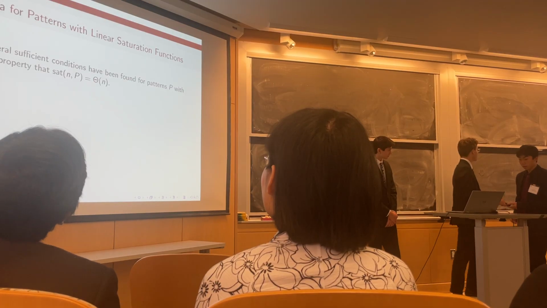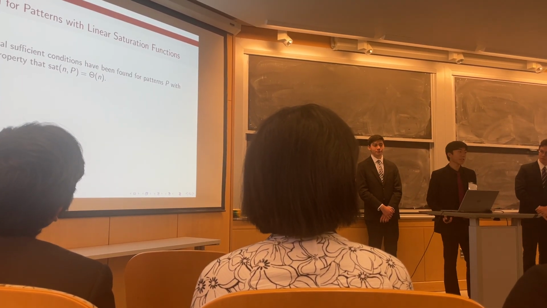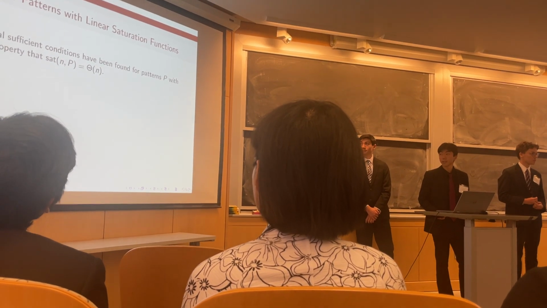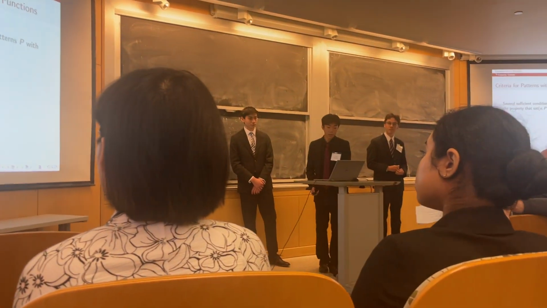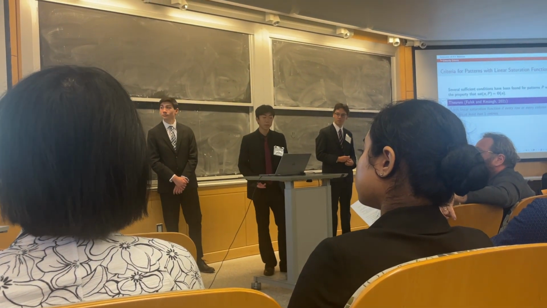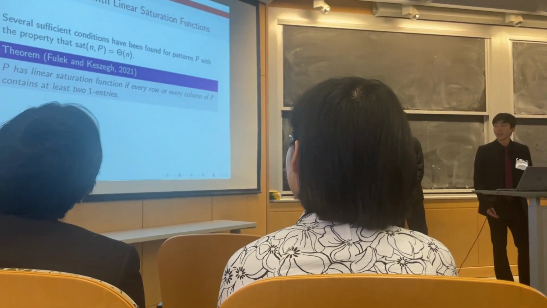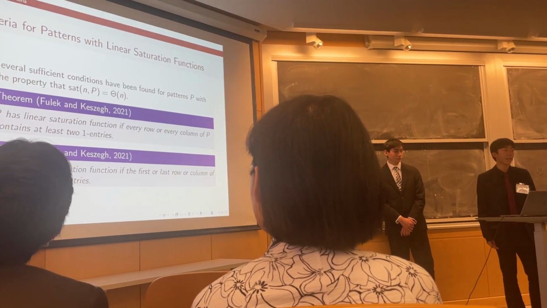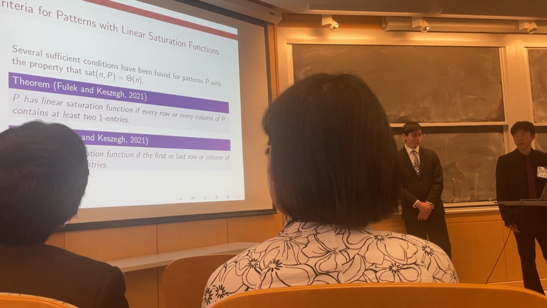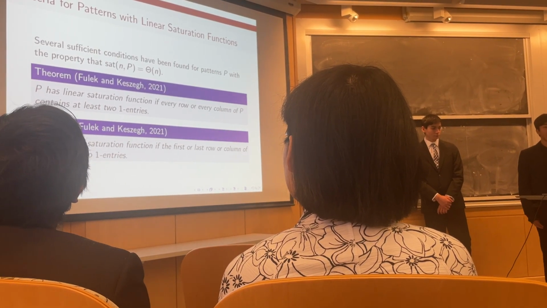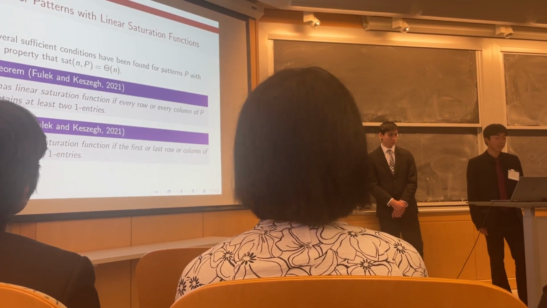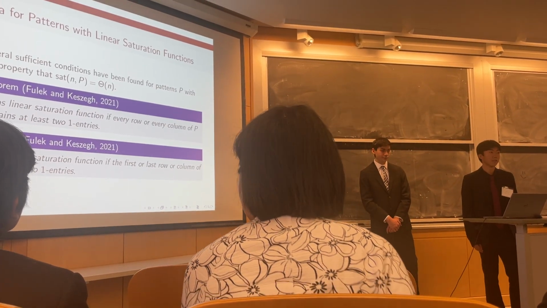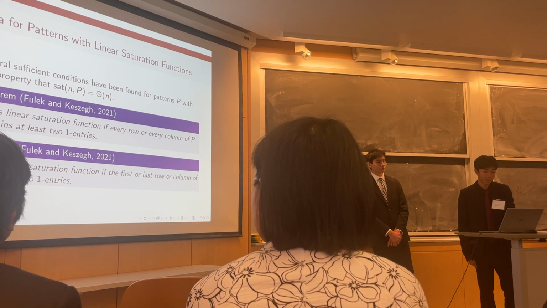So, to answer this question, there are a few simple conditions for a pattern P to have a linear saturation function. For example, if P has at least two one entries in every row or every column, then it has a linear saturation function. Or if it has no one entries in the first or last row or column, then it also has a linear saturation function. This is because the semi-saturation function will be linear as well. And since, as Jacob discussed earlier, semi-saturation is a lower bound for saturation, linear semi-saturation leads to linear saturation.